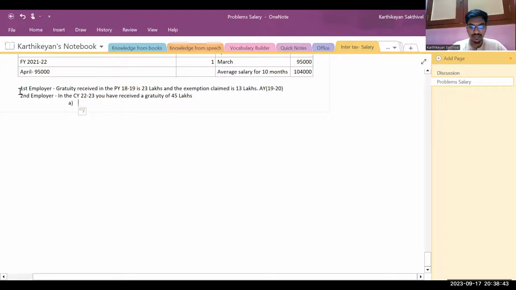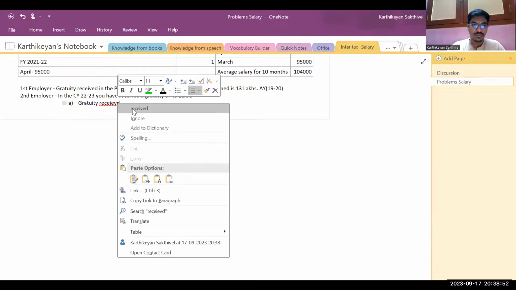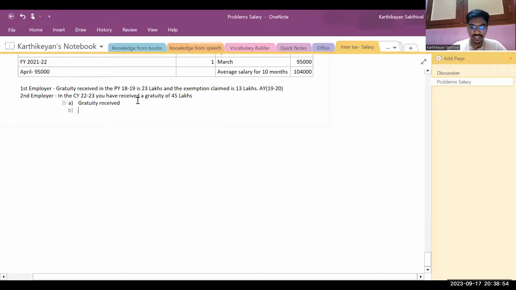So part A will be the gratuity received. Amount B will not be 20 lakhs. Instead of 20 lakhs, it will become 20 minus 13, since the exemption is already claimed, so it will become 7 lakhs. Then the third part of the computation will continue. Is it clear? Yes, sir. Okay.